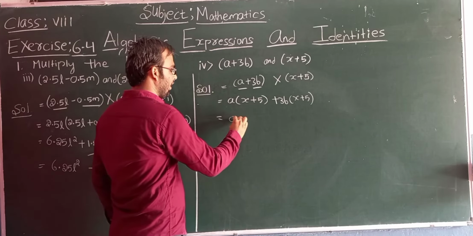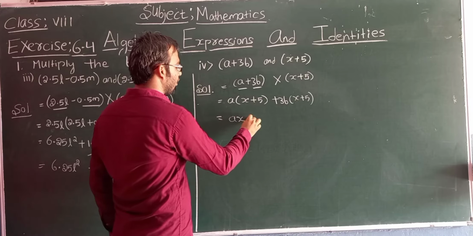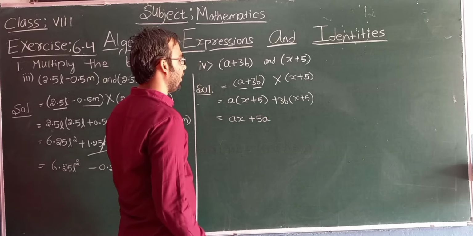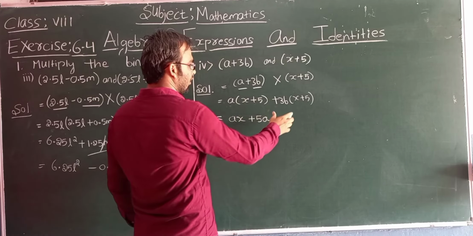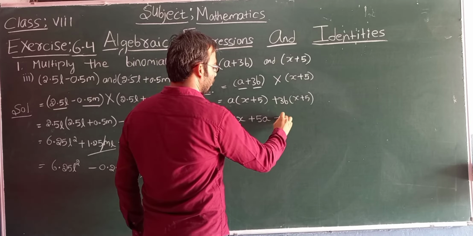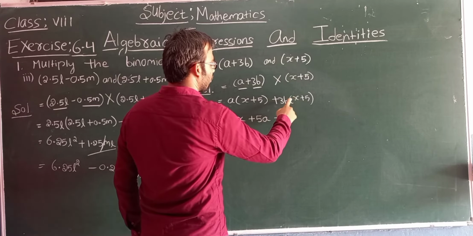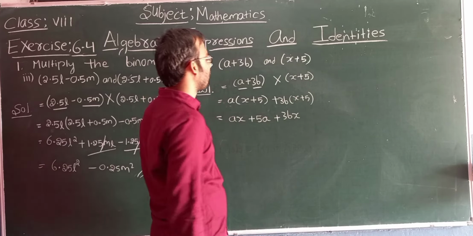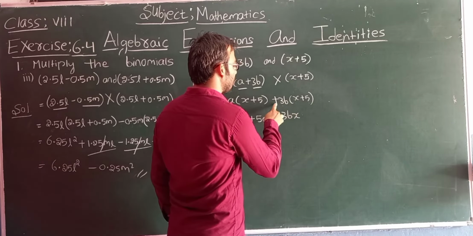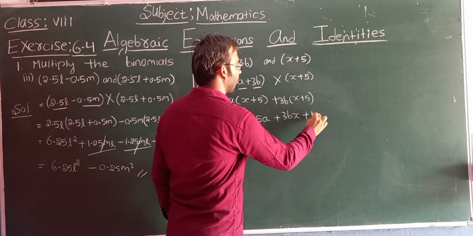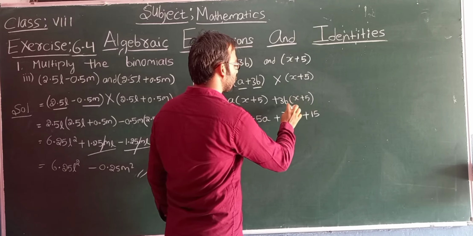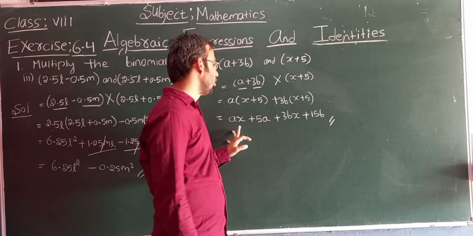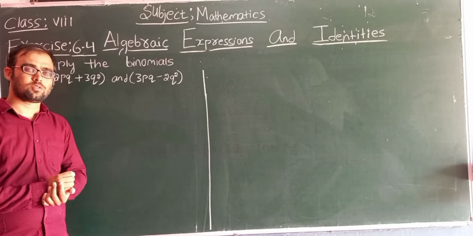Now a into x will be ax. Here plus into plus will be plus. A into 5 will be 5a or a5, you can write. Now this part is completed. Now come to this part, plus, and here also plus. Plus into plus will be plus. Nothing is there, means 1 will be there, so 1 3 is 3. B into x will be bx. Now 3 5s are 15. Here there is no b, so write b. As there are no like terms, this will be the solution for the fourth problem. Students, now let us solve the fifth question.